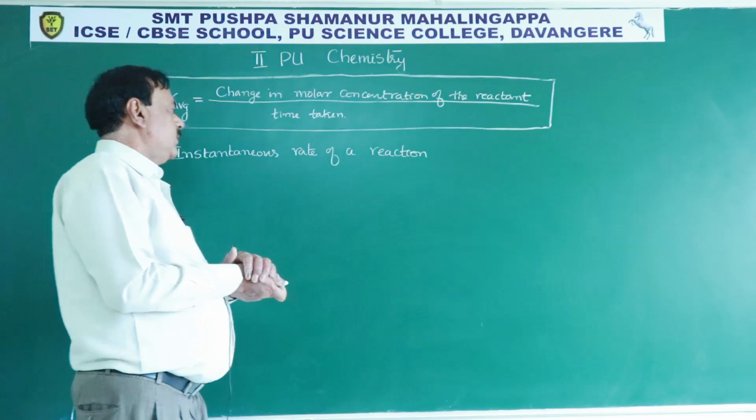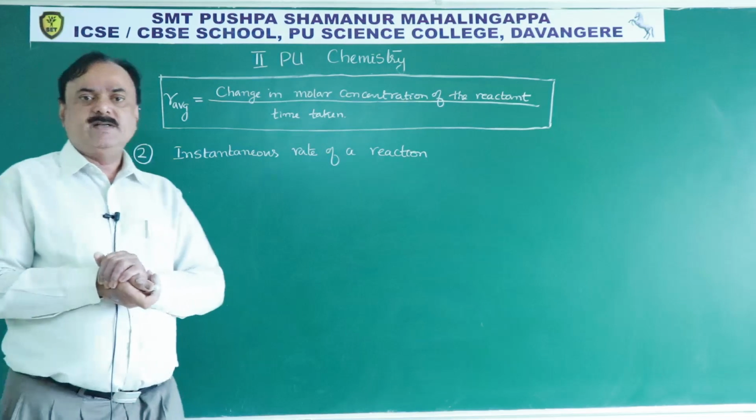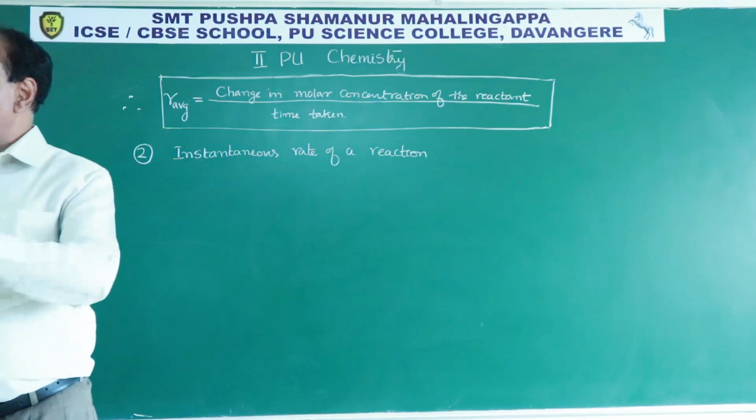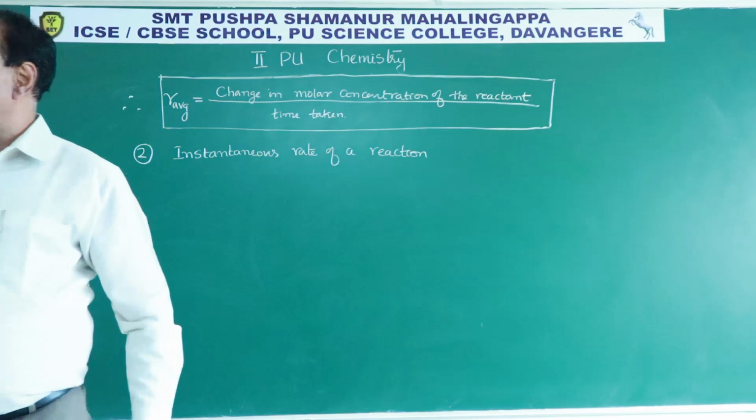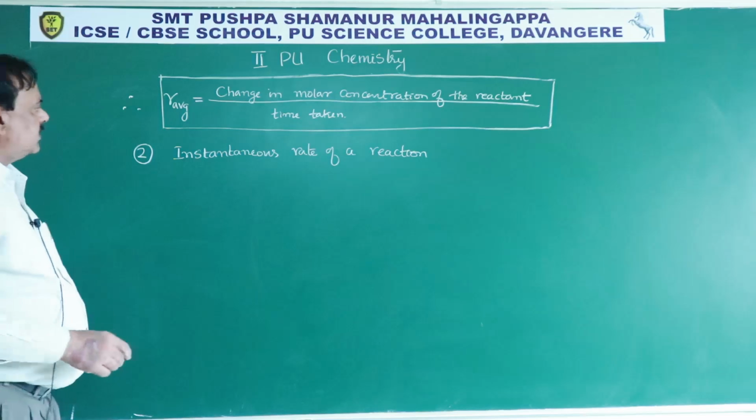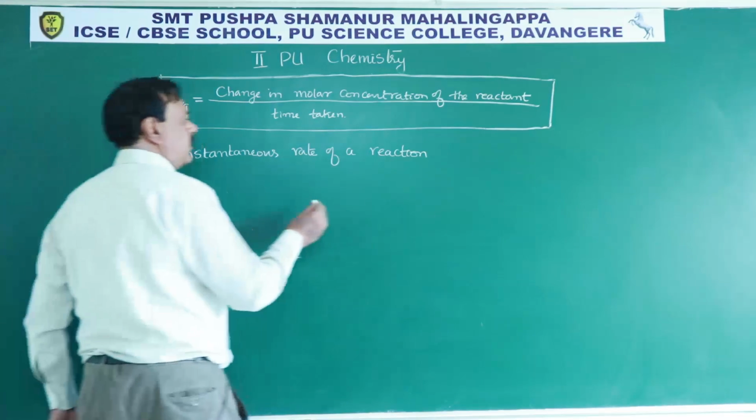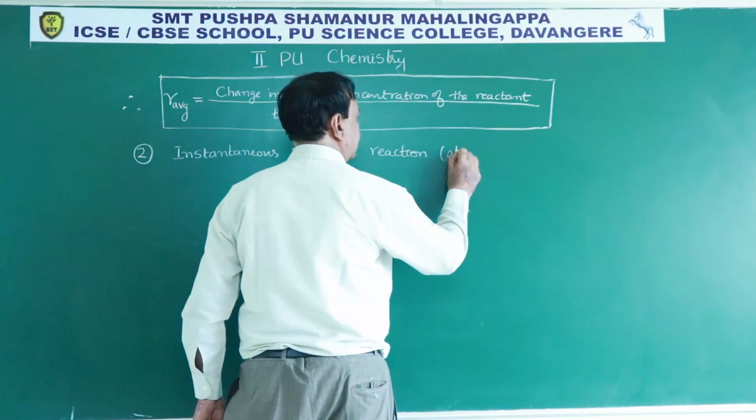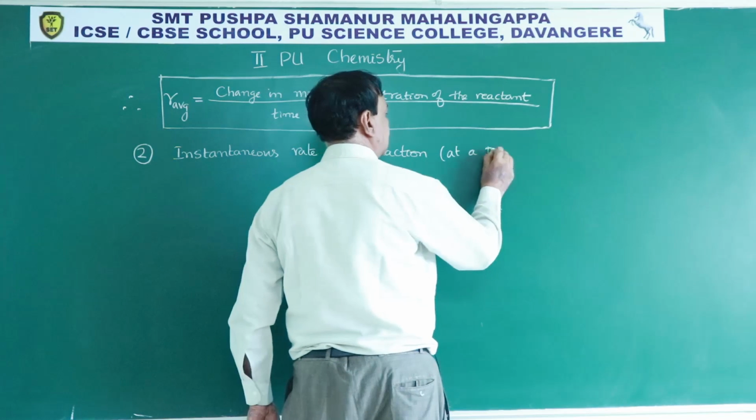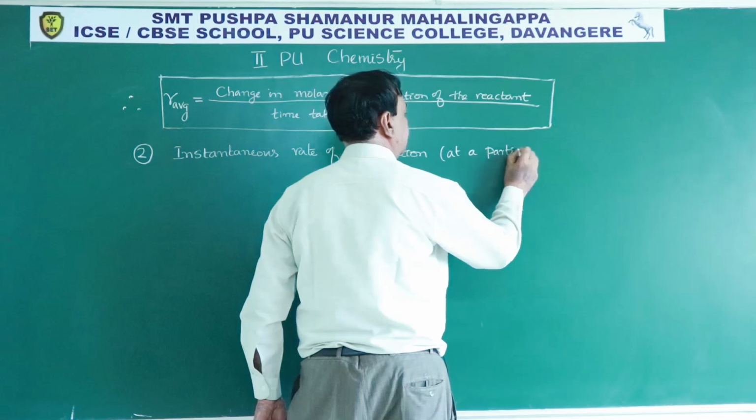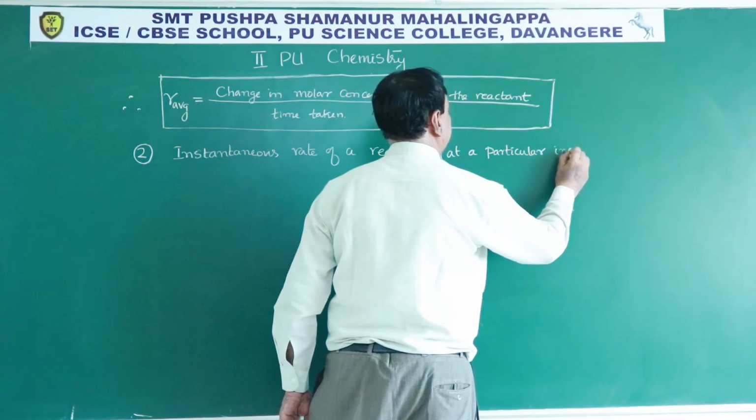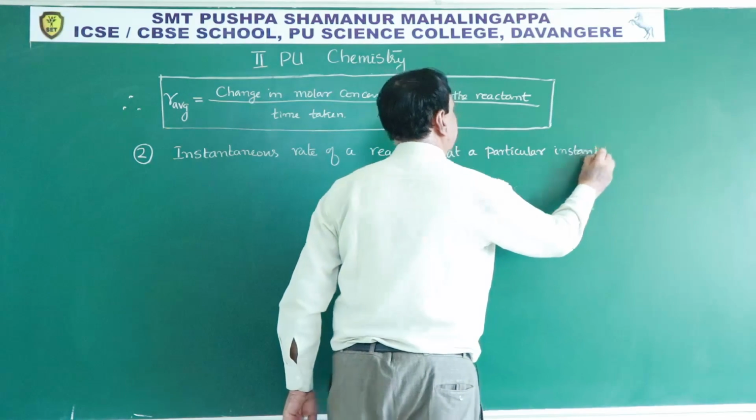Rate of a chemical reaction is defined as the change in the concentration of a reactant or product at a particular instant of time. It is at a particular instant of time. Very important, at a particular instant of time.